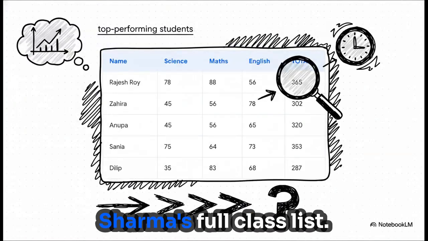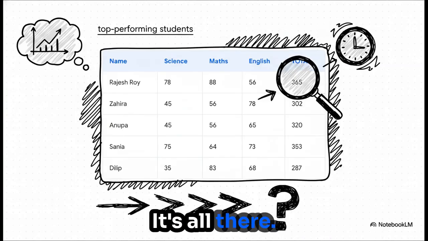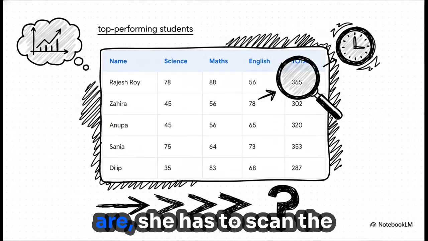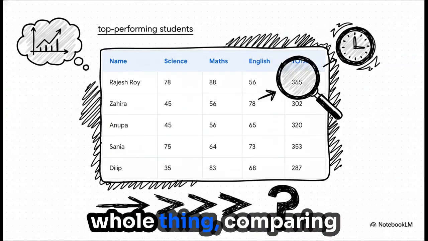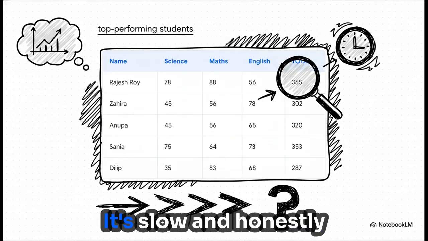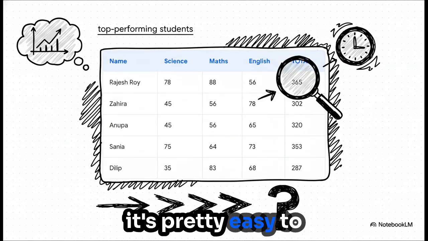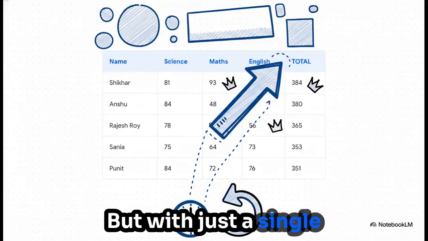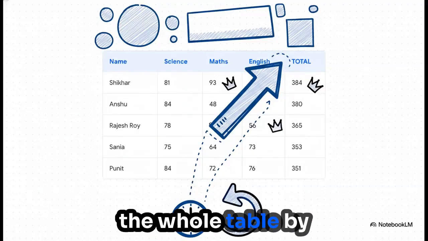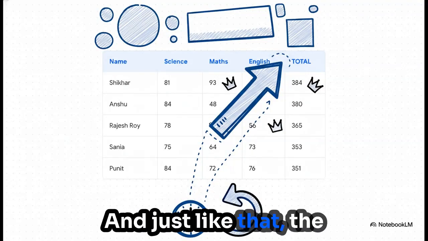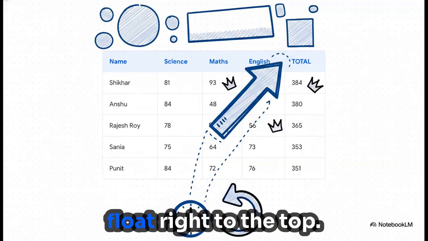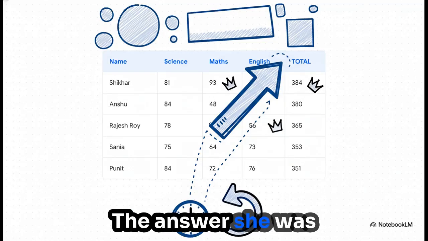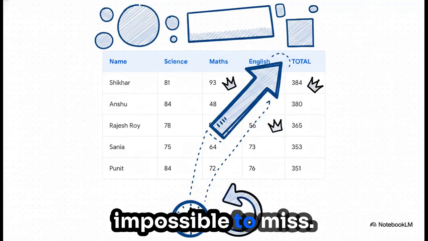So here's Miss Sharma's full class list. It's all there, but if she wants to know who her top students are, she has to scan the whole thing, comparing numbers one by one. It's slow, and honestly, it's pretty easy to miss something. But with just a single click, she can sort the whole table by that total column. And just like that, the top-performing students float right to the top. The answer she was looking for is now impossible to miss.